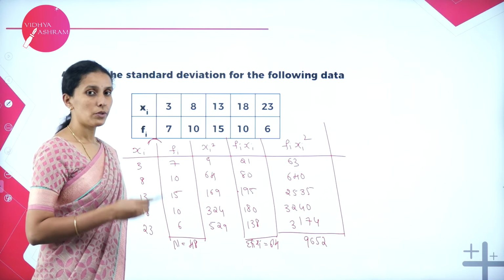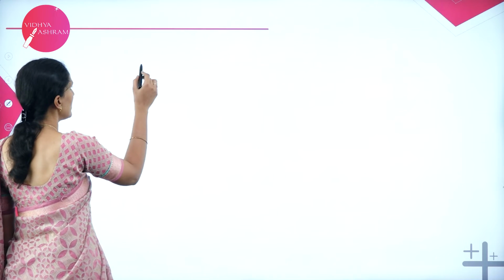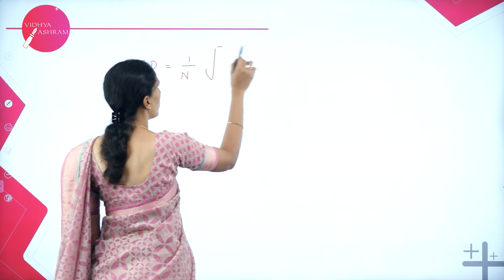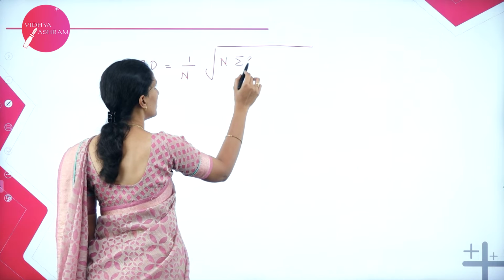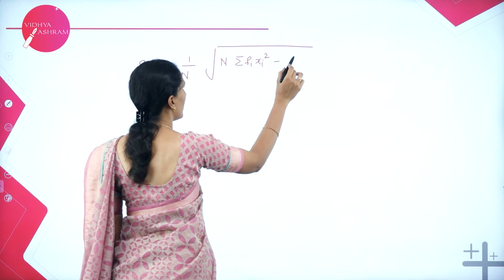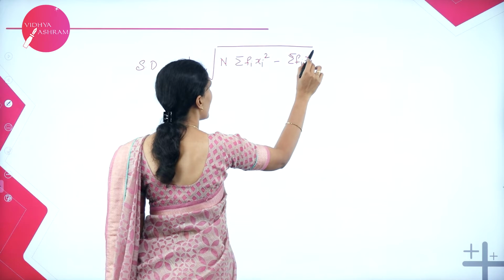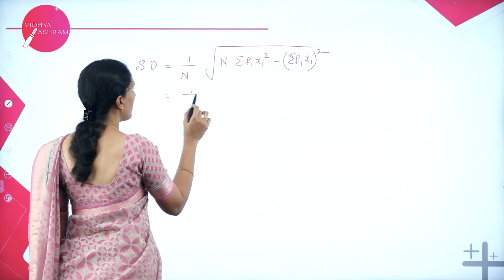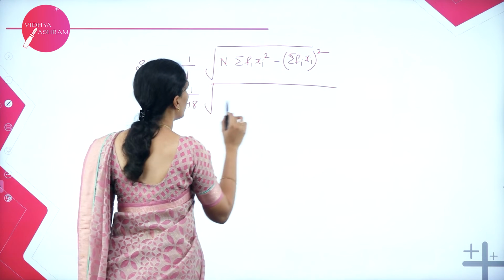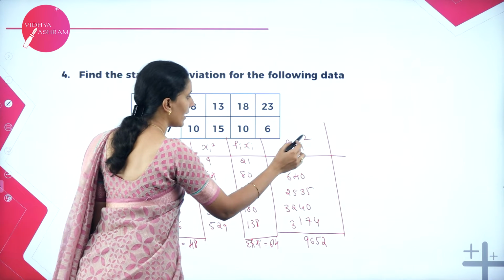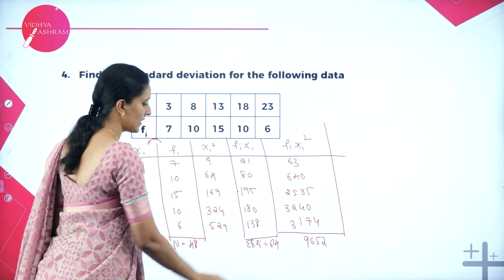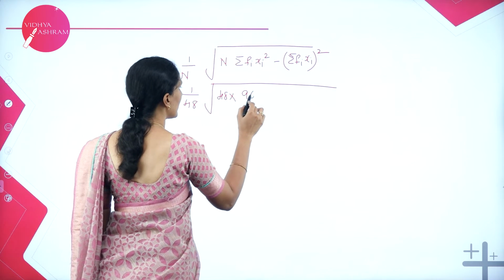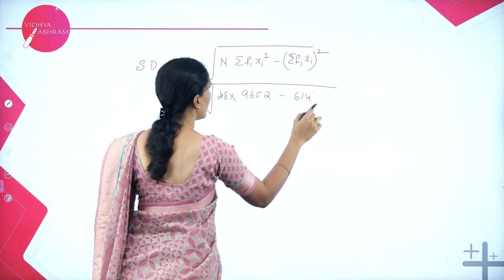Now let us substitute into the direct formula for standard deviation. So standard deviation is equal to 1 divided by n square root of n into summation fi xi square minus summation fi xi whole square. Now here n we got as 48. So 1 by 48 square root of 48 into fi xi square is 9652. Fi xi is 614. So let us substitute these values in the formula. So this is 9652 minus 614 whole square.